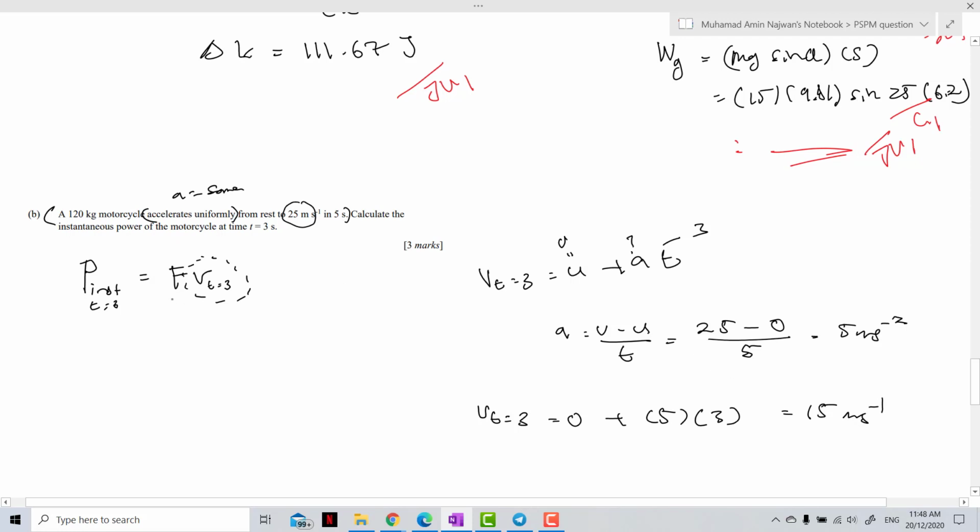So expanding this initial equation, v at 3 equals 3. So you substitute all the necessary information here. Acceleration equals 5, 15. So you'll get here actually 9,000 watts or 9 kilowatts. Okay, 9 kilowatts.